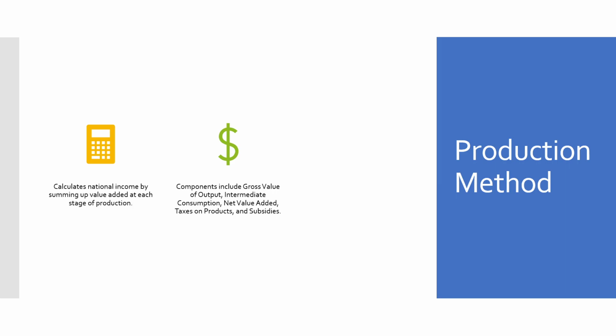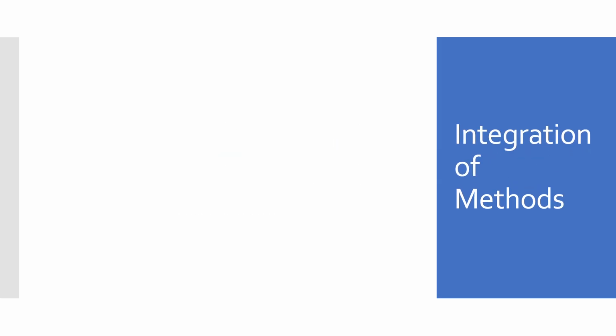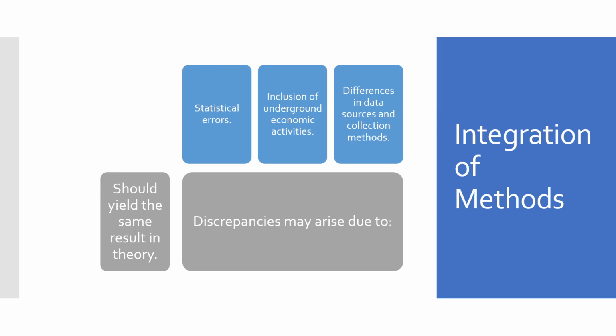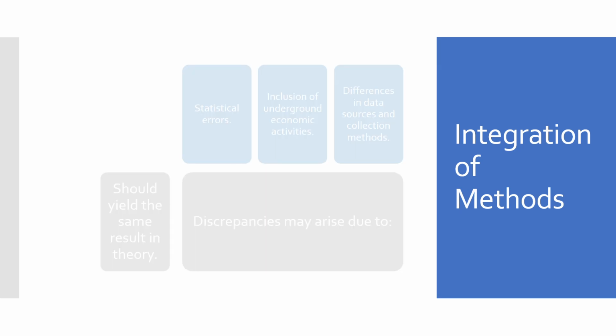Taxes on products. Indirect taxes levied on goods and services. Subsidies. Payments made by the government to businesses to reduce the cost of production. The formula for calculating national income using the production method is Y = NVA + TP - S, where Y is the national income, NVA is the net value added, TP is taxes on products, and S is subsidies. Integration of these methods. The three methods are interconnected and should in theory yield the same result. However, discrepancies may arise due to statistical errors, the inclusion of underground economic activities, and the difference in data sources and collection methods.